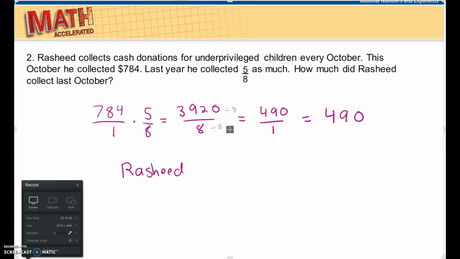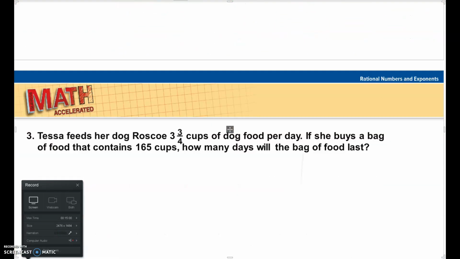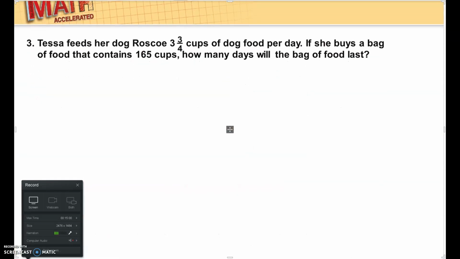So Rashid collected $490 last October. Okay, next question. All right, let's read through this one.